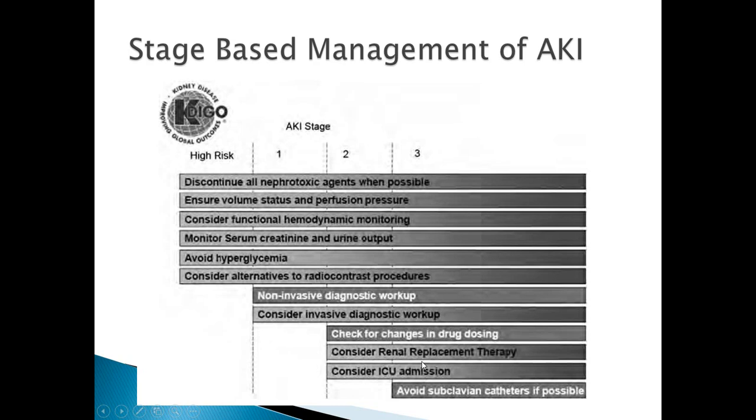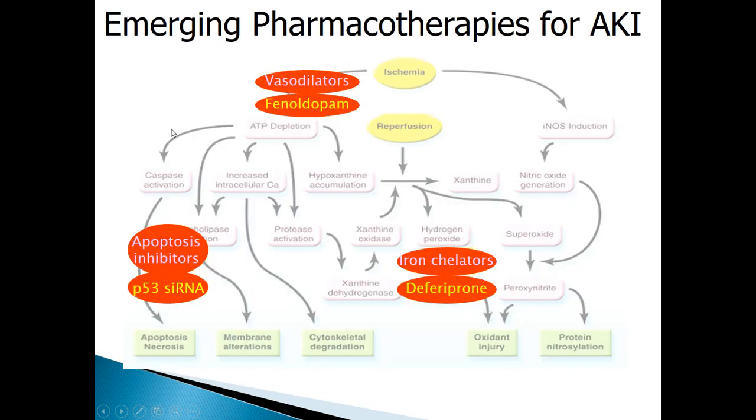So this is a little bit of a summary of what we discussed. Now, these are some of the emerging therapies. Do you guys remember this slide from before, right? The ischemia, ATP depletion, and so forth. These are therapies that are undergoing research, either in animal studies or the initial phases of human studies.